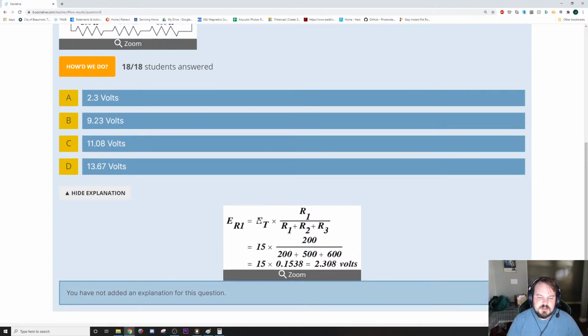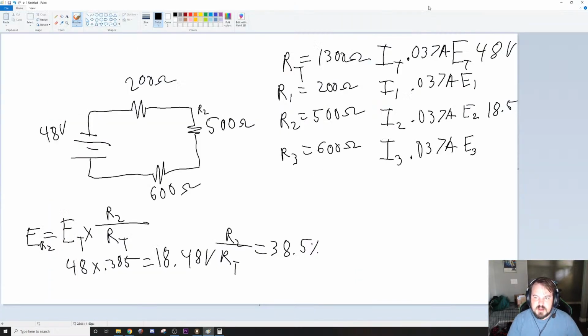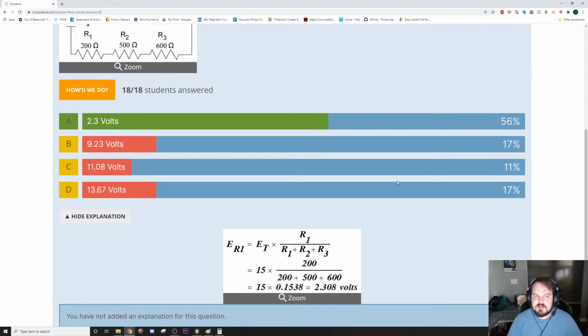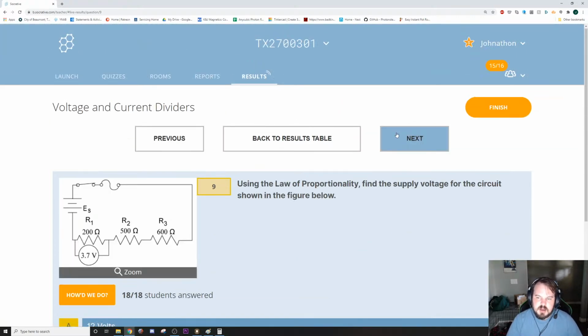So that's E total, which is 15, times R1 over R total. That gives you 2.38308 volts. That is that one. I literally just worked it. You can rewind it and see. And you can also work it as a regular series circuit. They gave you plenty of information to just work it regular.